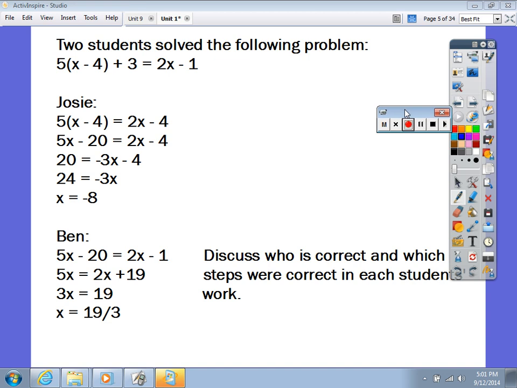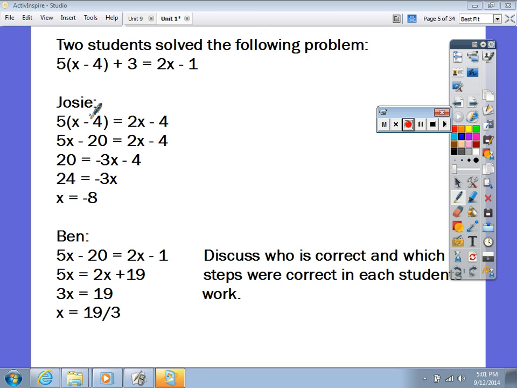I gave this problem in class, and I said that 2 students solved the following problem. And those 2 students were Josie and Ben. And this is typical of what you would actually see on the EOC, because once again, notice they didn't show you what they did. They didn't have the plus or the minus the numbers. They didn't have the little bitty distributing marks. They just give you the problem.